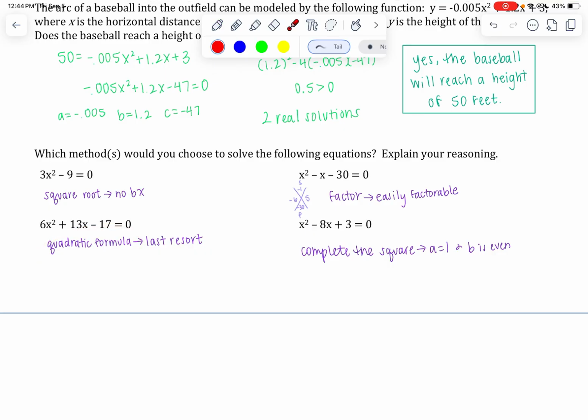So kind of fill them out. If it factors, factor it. A is 1 and B is even, complete the square. If you can solve by square root, solve by square root. Just remember that quadratic formula is going to be your last resort, okay?